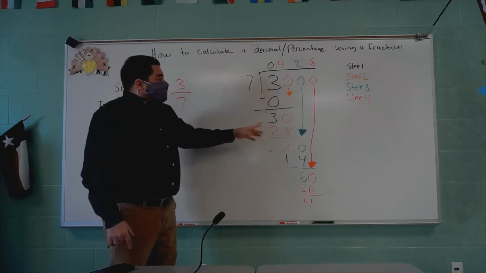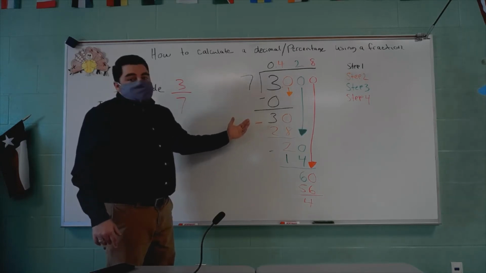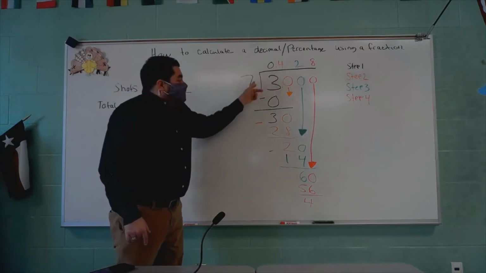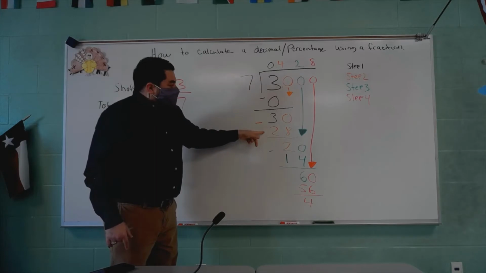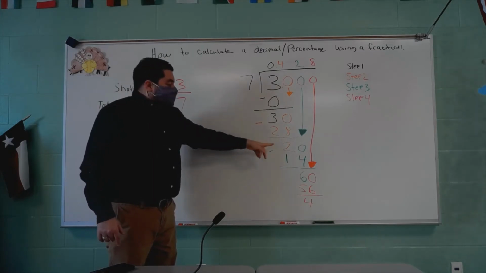So now we know how many times does 7 go into 30? Well, 7 times 4 is 28. So now I'm going to subtract that and see what that remainder is. So now I have 2.